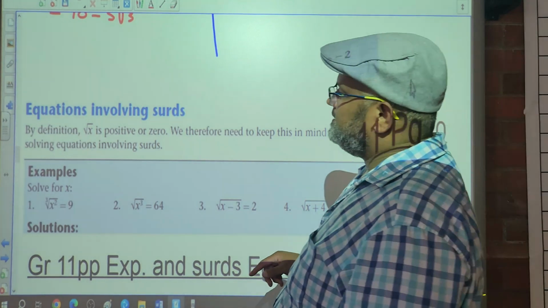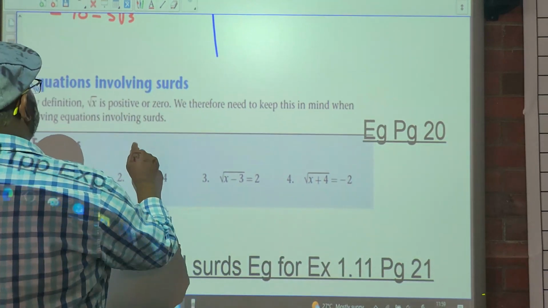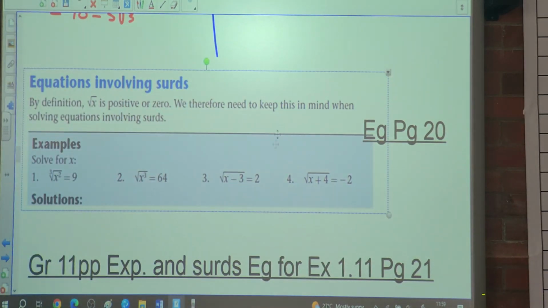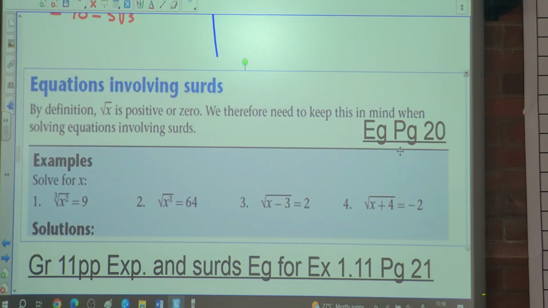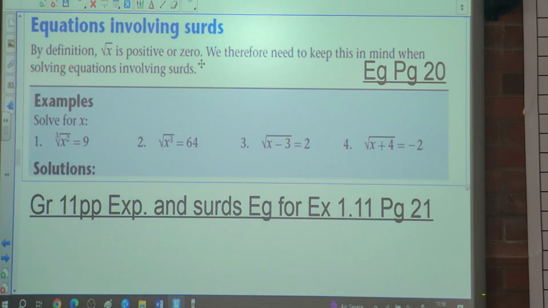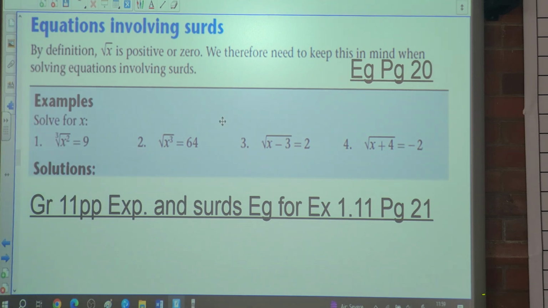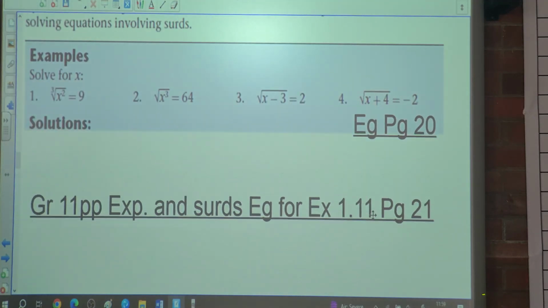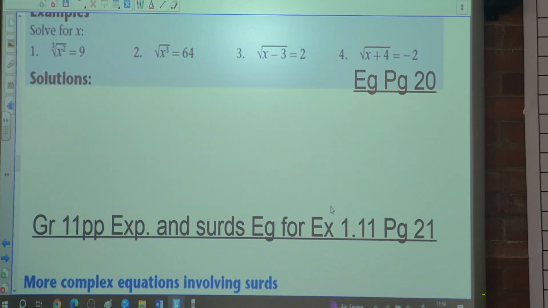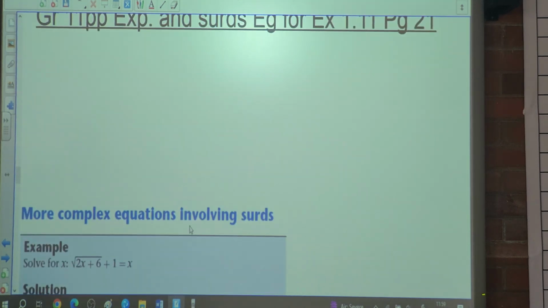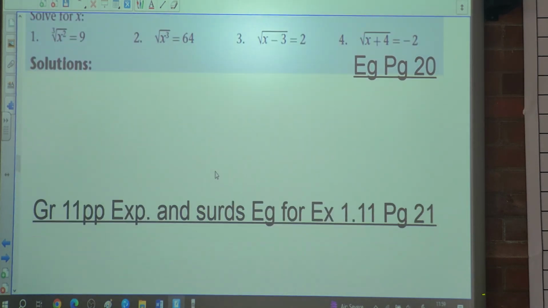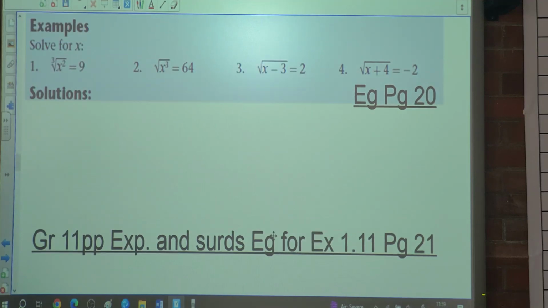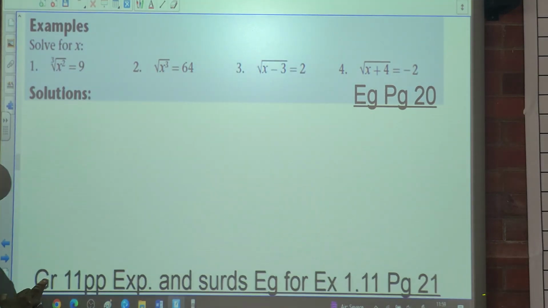Okay. So by definition we know that the square root of x is positive or 0. From the square root you're never going to get a negative. We therefore need to keep this in mind when solving equations involving surds. Okay, so let's look at the first one. We are asked to solve for x.